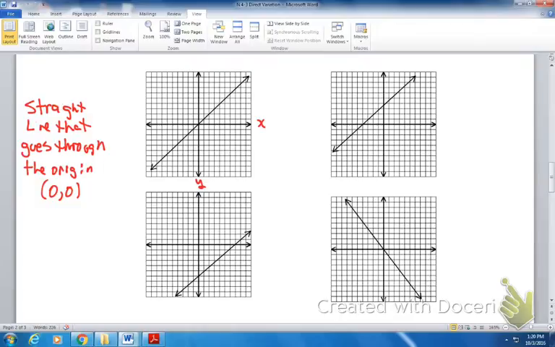So if we look at the first one, it's a straight line. It goes through the origin, so that one is direct variation. If we look at the next one, it is a straight line, but it doesn't go through the origin. That one doesn't work. If we look at the bottom left one, it doesn't go through the origin again, so it doesn't work. But the last one does go through the origin and is a straight line, so it does have direct variation. Guys, that's a really easy type of question. Be careful and remember what it's supposed to be.